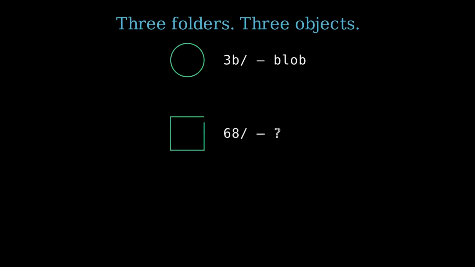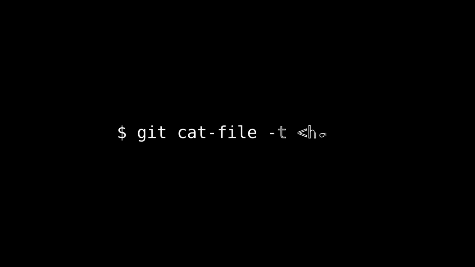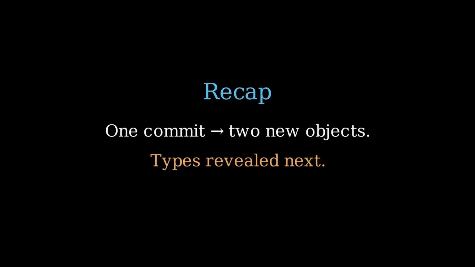We know 3b is the blob from episode 2. But what are 68 and 80? 2 of them must be new object types. 2 unknowns. One command finds out. git cat-file -t. It asks Git what type an object is. Next segment. Recap. 1 commit created 2 new objects on disk. Next, we will identify them.